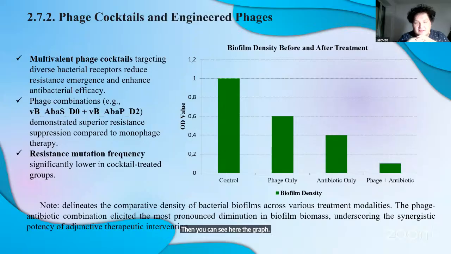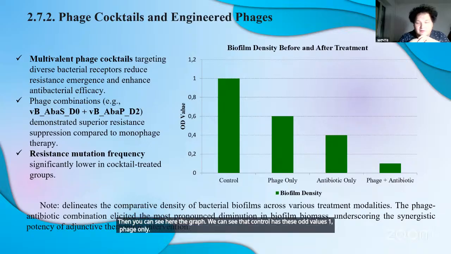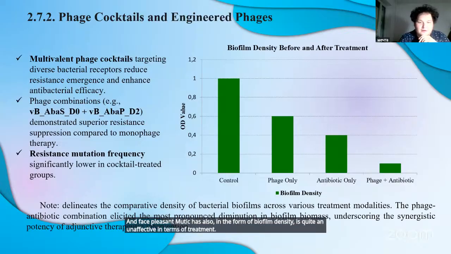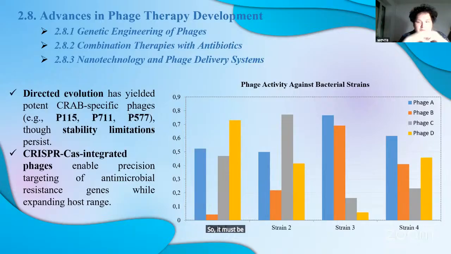We can see that the control has these odds values of 1. Phage only has almost double the effect. Antibiotic only has no effect. And phage plus antibiotic is, in terms of biofilm density, quite ineffective in terms of treatment. So it must be a combination of the treatment.